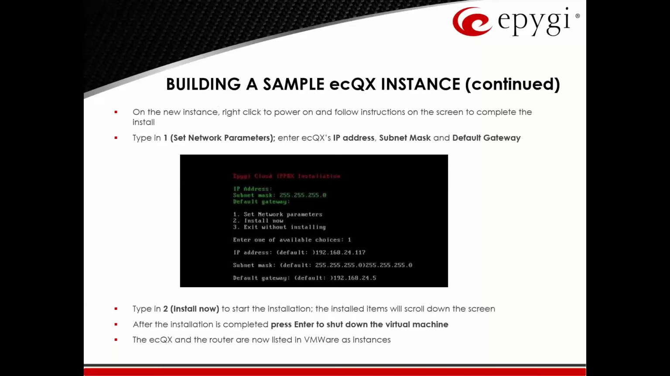The installed packages will scroll down on the screen. After the installation is completed, press Enter to shut down the virtual machine. The ECQX and the router instances are now listed on VMware when you look at the listing.